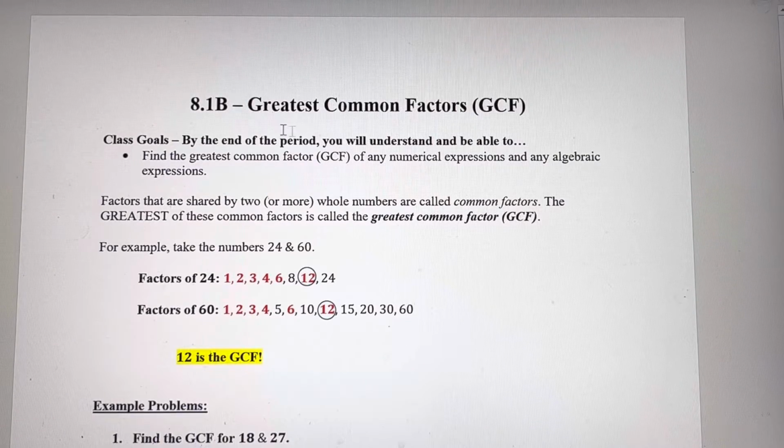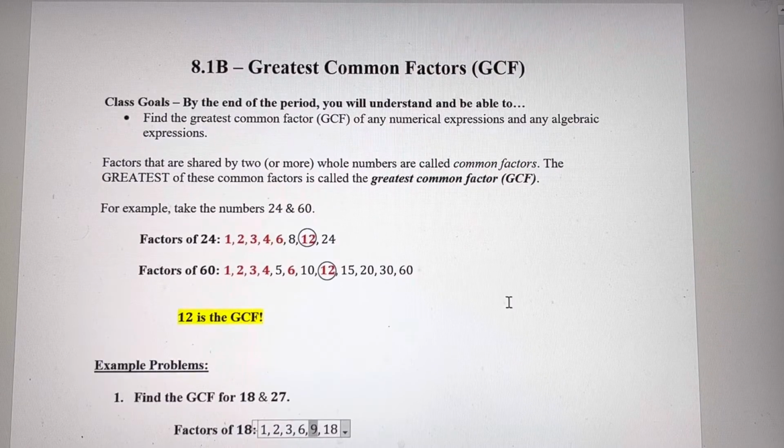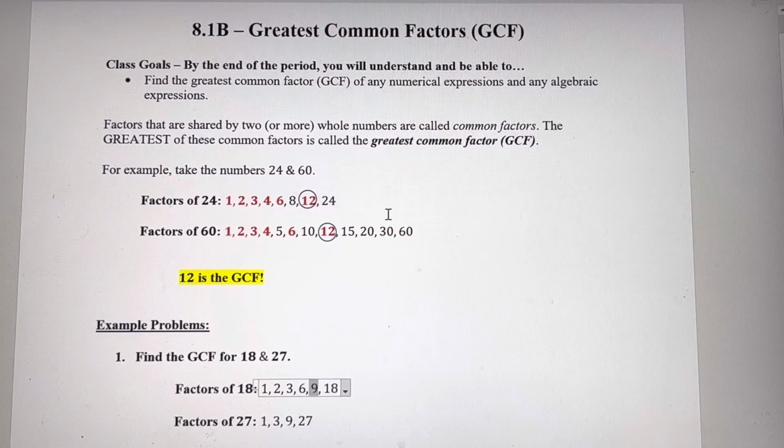Right, so in this video, we're going to go over greatest common factors, which is a huge concept as we move through our factoring unit, okay? So we should know what factors are now, okay? But factors that are shared by two or more whole numbers are called common factors, okay?